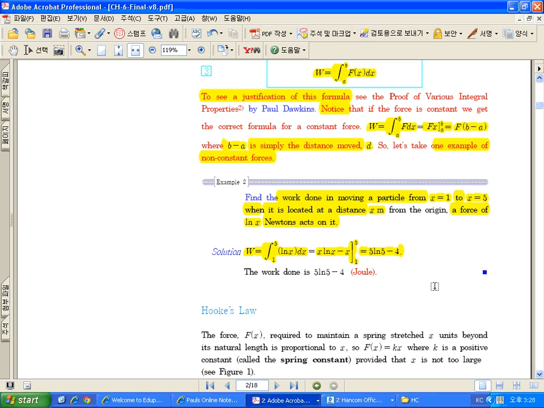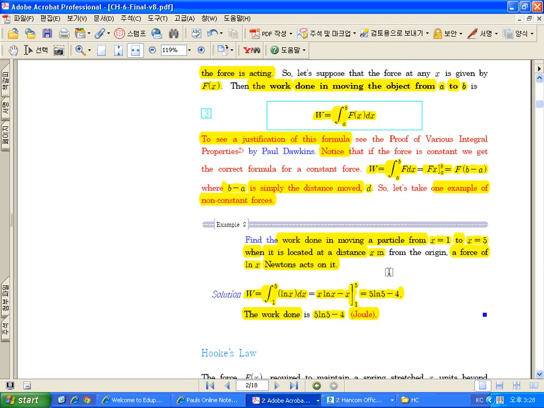calculated as 5 times ln of 5 minus 4. So the work done is 5 ln of 5 minus 4 joules. Okay, that's it. So you can find the work, whatever the force is that is given.